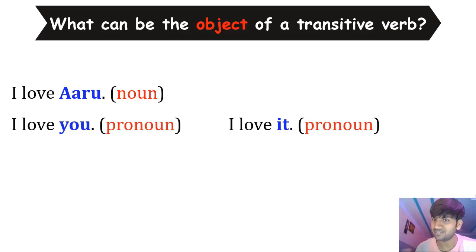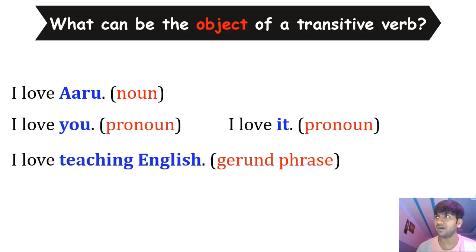I can use a gerund phrase here as the object of the verb love. I love teaching English. I love talking to my friends. I love teaching English. So teaching English is the object of the verb love, and it is a gerund phrase starting with the gerund teaching. I love teaching English, right?